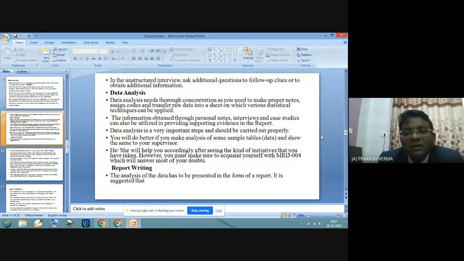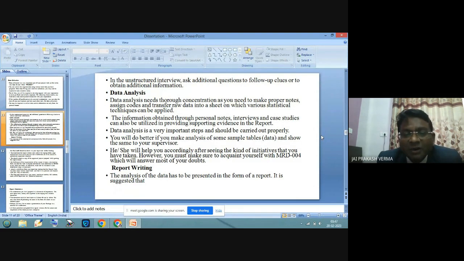After that, you can prepare an Excel sheet. After that, you must use some statistical tools and techniques, like I have already discussed about SPSS. Then the result will come. The information obtained through personal notes, interviews, and case studies can also be utilized in providing supporting evidence in the report. You can mention that I have discussed many things with the people belonging to the village, and these are the additional information, and that additional information supports the data very well.